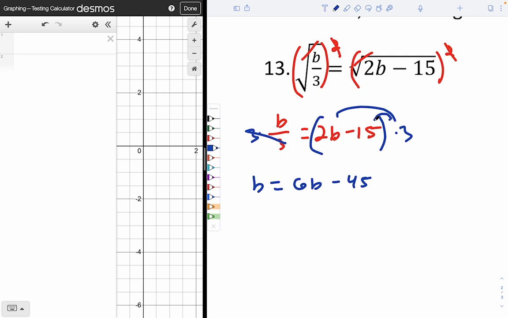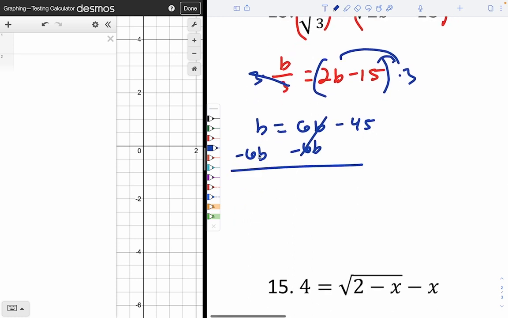This is now just a normal Algebra 1 solving problem. I've got a variable on both sides, so I need to move one of them. I'm going to minus the 6b over to here. So I have 1b minus 6b makes negative 5b equals negative 45. Divide by negative 5, and so b would be equal to 9.